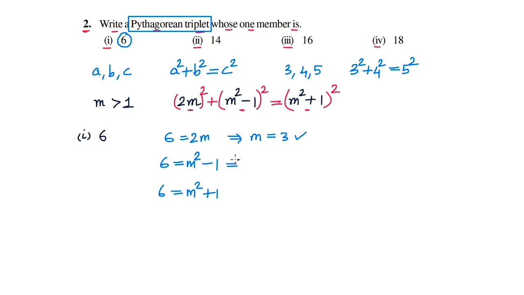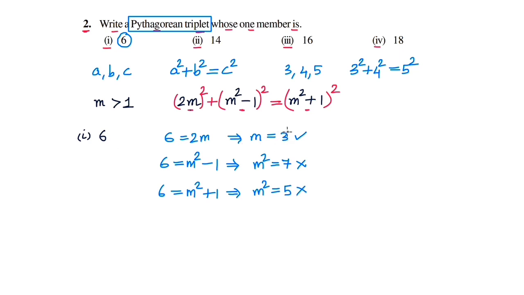Now if 6 is equal to m square minus 1, then after transposing, minus 1 goes to the left side, so m square will be equal to 7, and this does not give us an integer value for m, so we will mark a cross. Now for the last expression, again transposing, m square will be equal to 5, that is 6 minus 1, and this also does not give us an integer value for m.